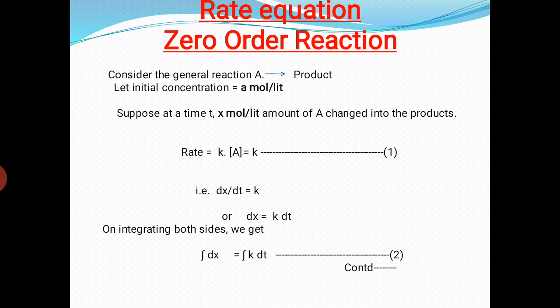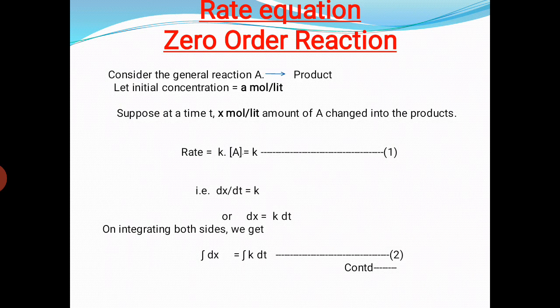Now we are going to derive the rate equation for the zero order reaction. Consider the reaction A gives product. Let the initial concentration of the reactant be a mole per liter. Suppose at time t, x mole per liter of A has changed into products. The rate equation for this reaction can be written as rate is equal to k into concentration of A to the power 0, that is equal to small k, that is dx by dt, the rate of formation of the product with time, is equal to k. Simplifying, dx is equal to k dt.